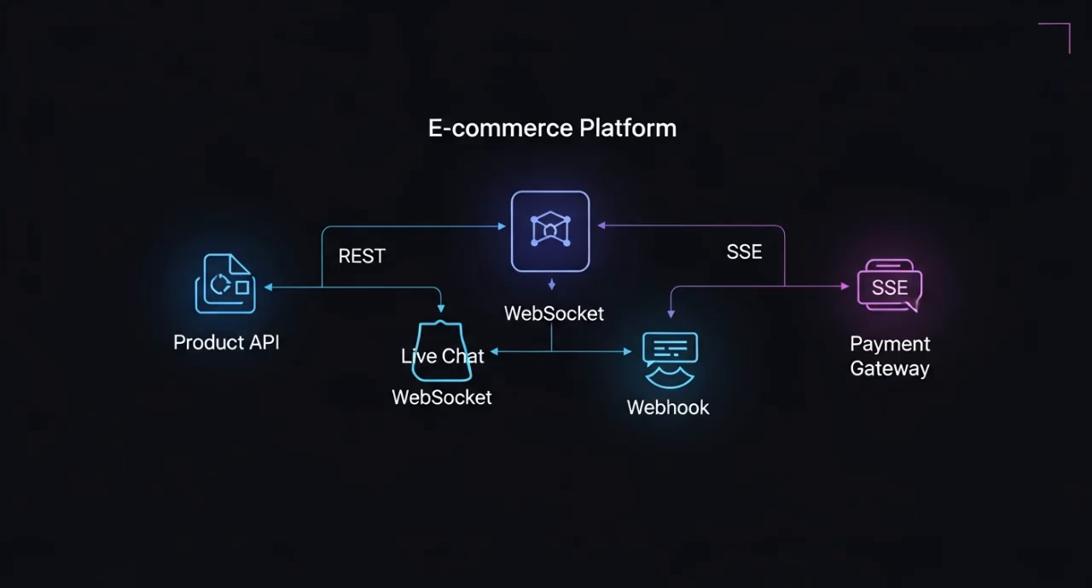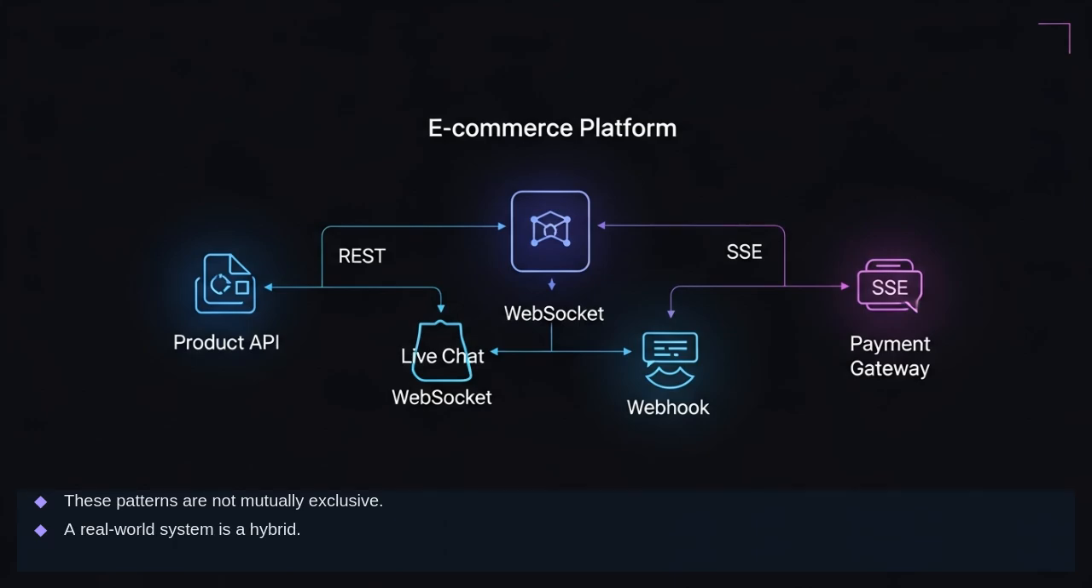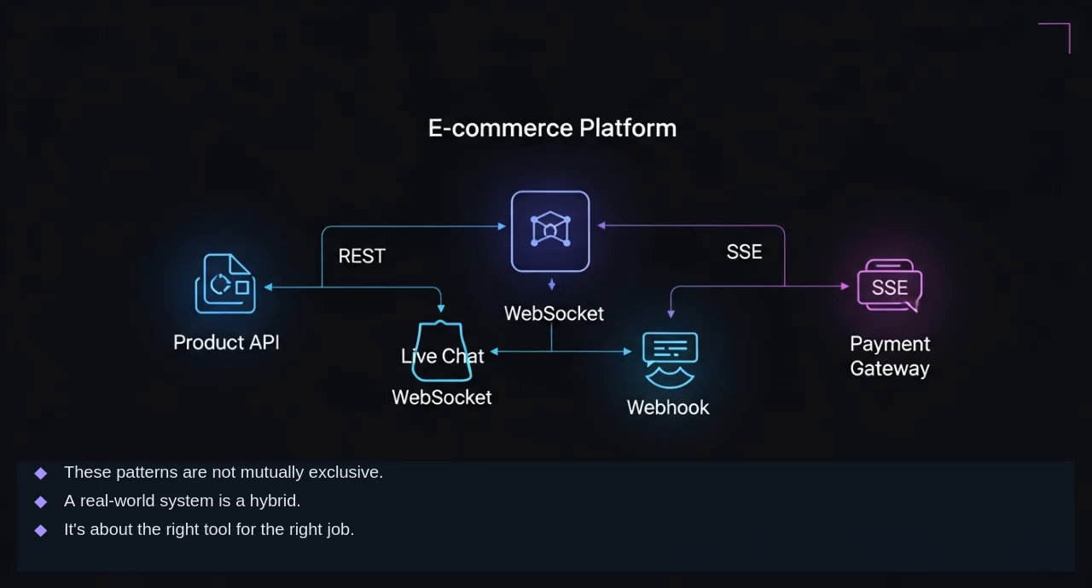In any high-level design discussion, remember that these patterns are not mutually exclusive. In fact, a real-world system is a hybrid, using multiple patterns simultaneously. An e-commerce site might use REST for its product catalog, WebSockets for live support chat, webhooks for payment notifications, and SSE for stock updates. Knowing when to use each one is what defines a strong architecture. It's about choosing the right tool for the right job.